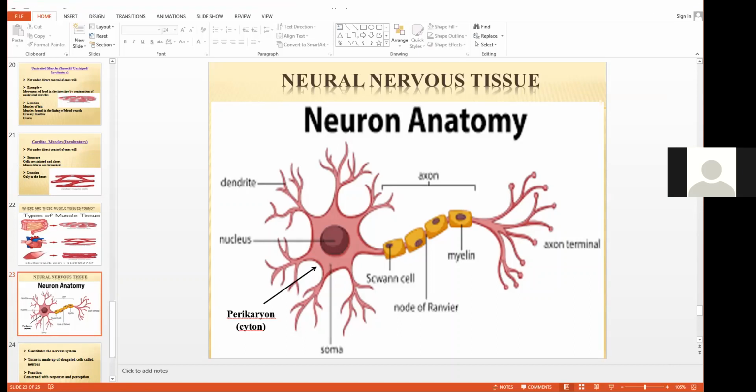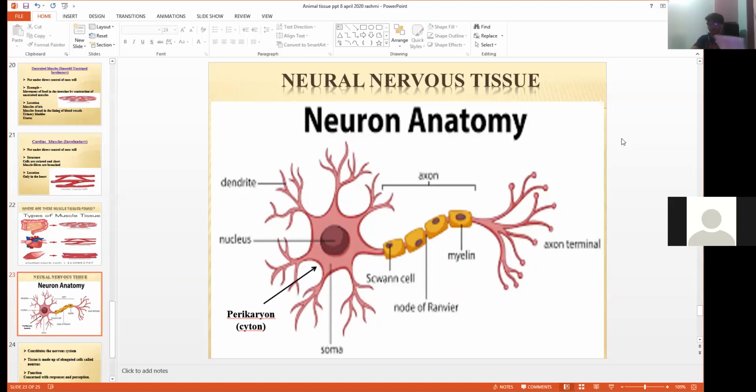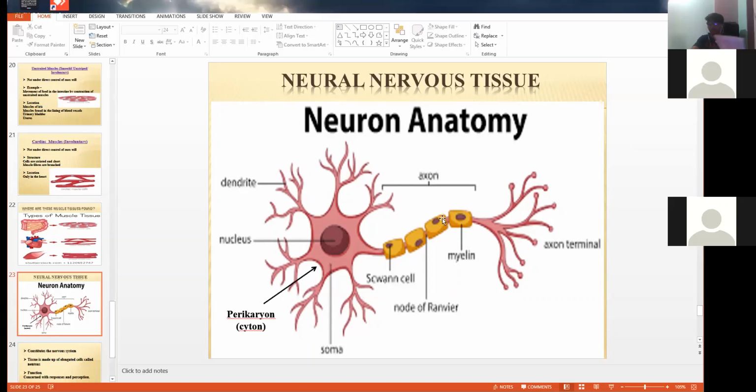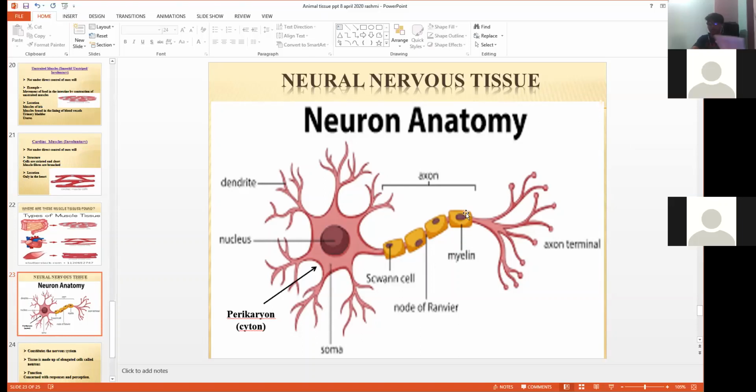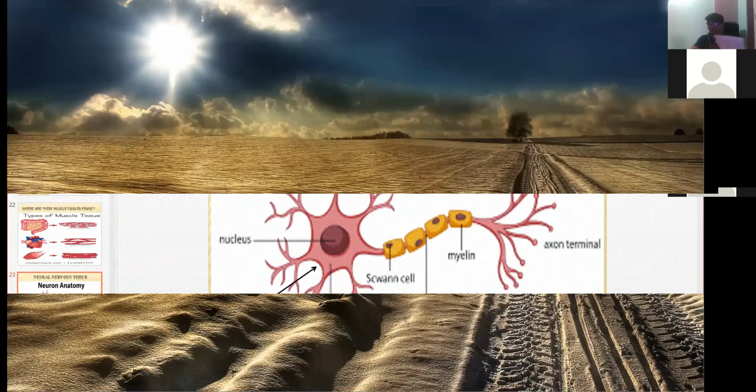What's the function of the myelin sheath? See, students, it helps in the faster transmission of the message. The message comes from the dendrite, it gets processed in the nucleus, then it moves through the axon. Now the myelin sheath helps in the faster transfer of messages from the dendrite through the axon. That is the only function. Okay, thank you, ma'am.